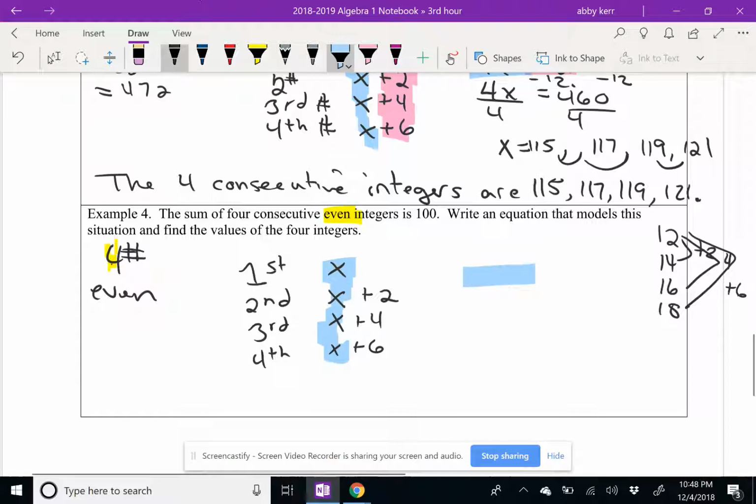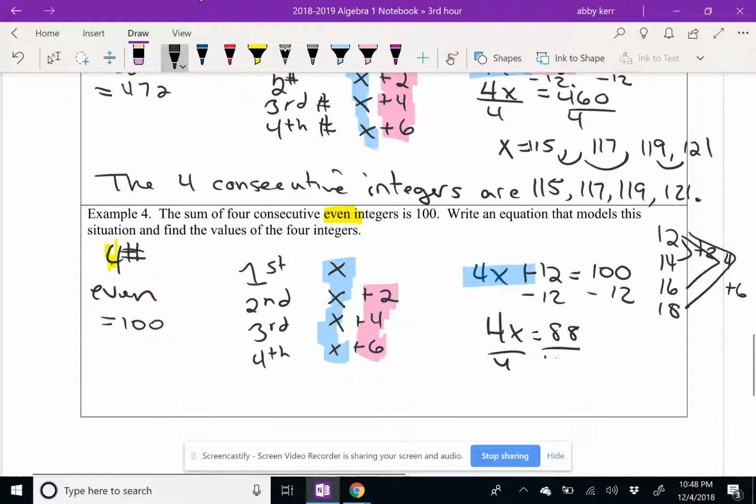So that is why it's the exact same thing as the odd problems. You're still going to add the 4x's. It's 4x because we're talking about 4 numbers. You're still going to add all of the constants. In this case, we're going to get 12. And then I forgot to write the equals 100. So then you minus 12 from 100. Which is going to be our 88. And then divide by 4. We're going to get x equals 22.